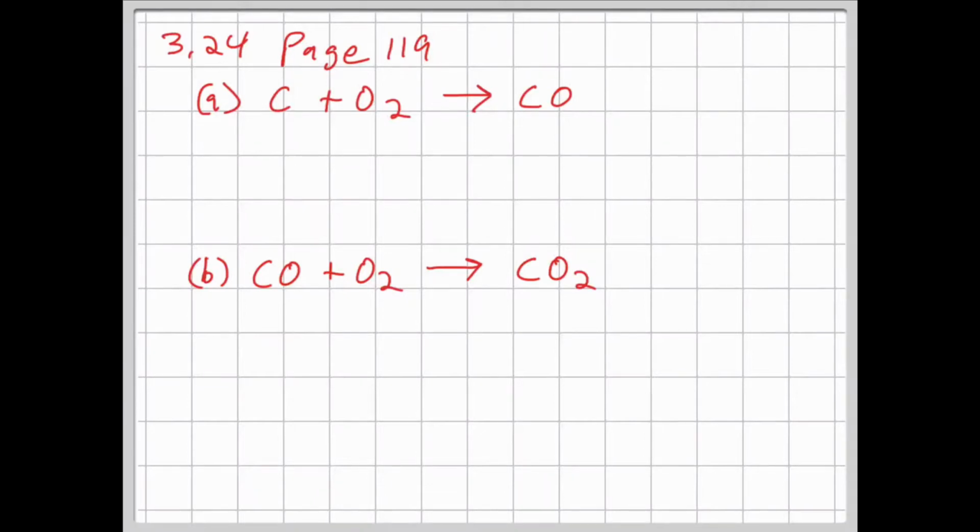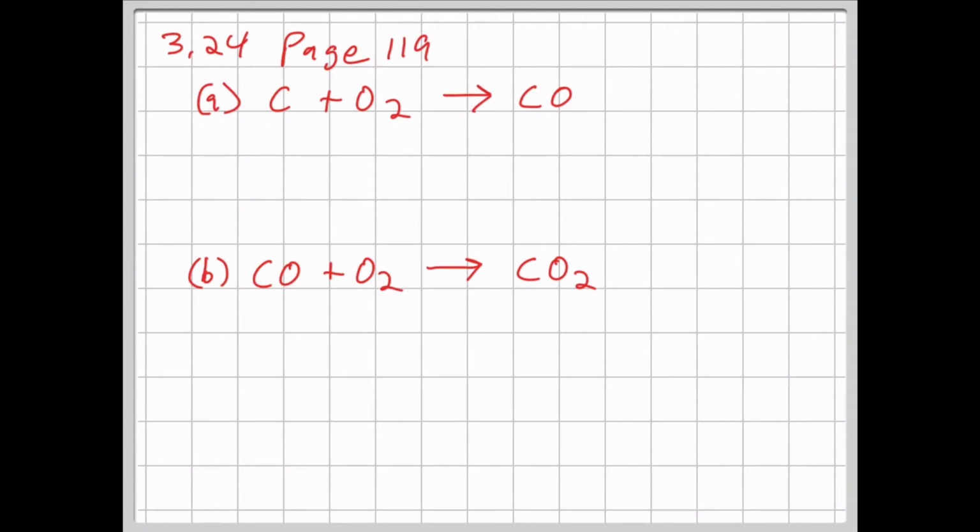Okay, so what I'm going to do is work through problem 3.24, which is on page 119 in your textbook. This is actually a practice in balancing equations. I'm going to go through these step by step, and you'll be able to see how I recommend that you balance these. It's pretty much look at what you've got and add coefficients where needed so that you can actually balance the equation. So in the first one, we've got carbon plus oxygen gives us carbon monoxide.